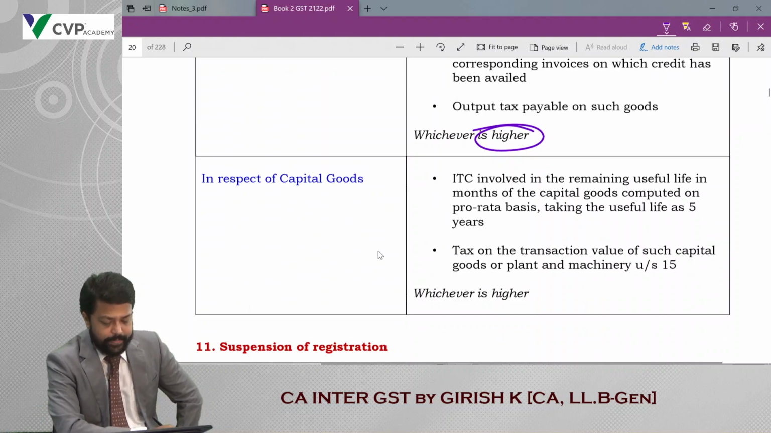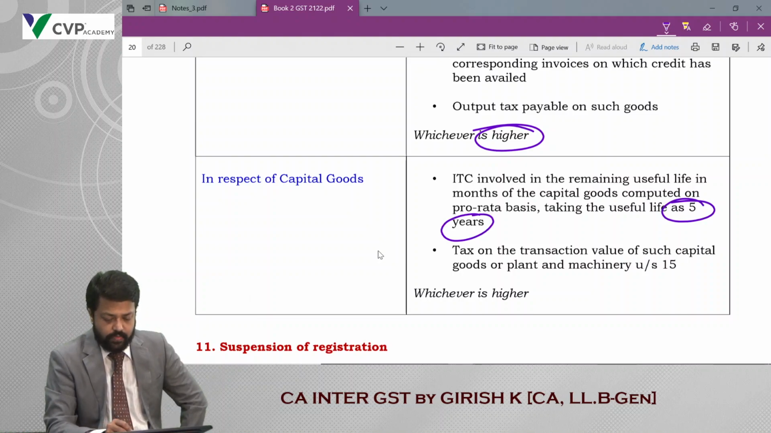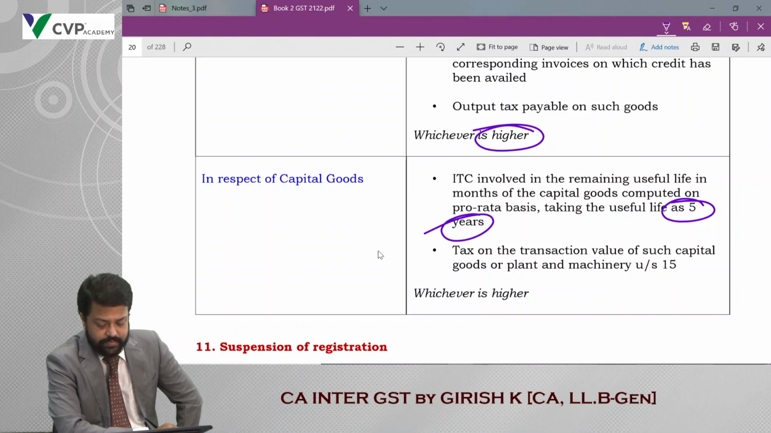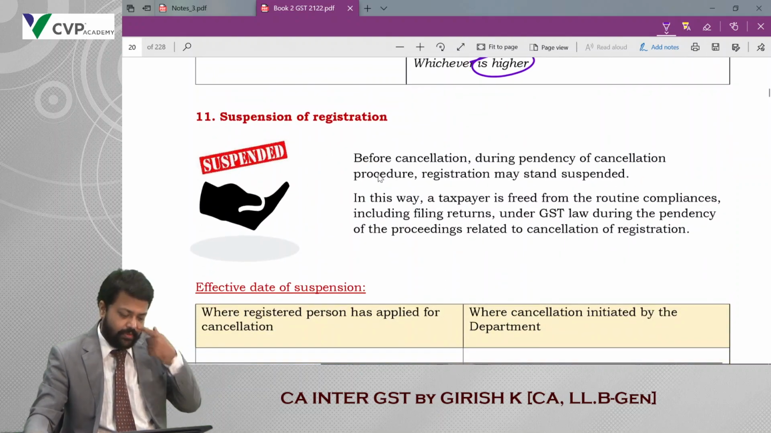In respect of capital goods, ITC involved in the remaining useful life. We have seen the total useful life is 5 years. So remaining useful life in months on the capital goods is computed on a pro rata basis, taking useful life as 5 years. Tax on the transaction value of such capital goods or plant and machinery, whichever is higher. So that needs to be paid on the cancellation of registration.